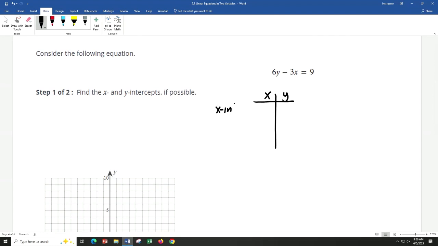X-intercept here. Y-intercept here. X-intercepts, what has to be 0? Exactly, so put a 0 there. Y-intercepts, what has to be 0? There you go, now you have stuff to solve for, don't you? So notice you can come in here for the first one. If y is 0, I'm going to come in here and just go 6 times 0 minus 3x is equal to 9. That goes away.